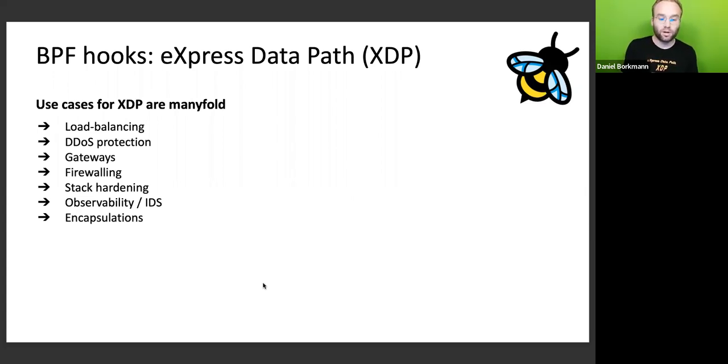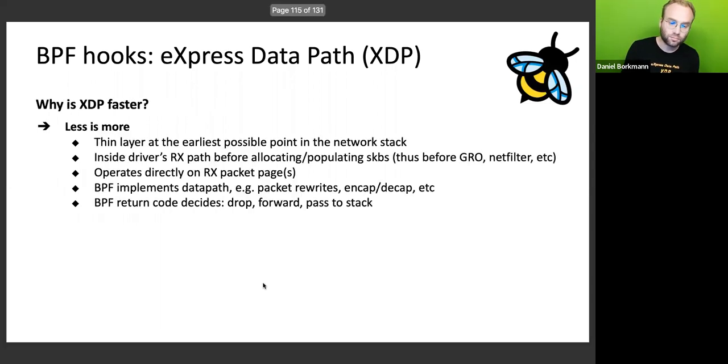You can implement firewalling. Another case, which is maybe less obvious, is stack hardening in the upper network stack. If there is a packet-of-death type scenario, you can drop those packets directly from the XDP layer, where you can then plan to upgrade your kernel at a later stage without burning fires. You can implement observability, intrusion detection systems, or custom encapsulation that the network stack is not aware of.